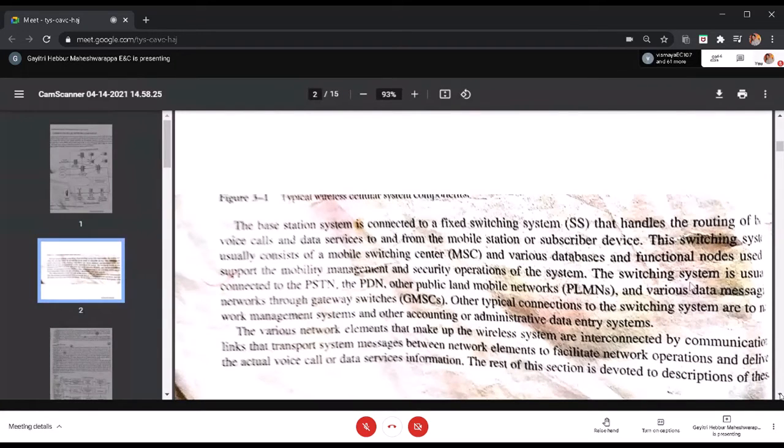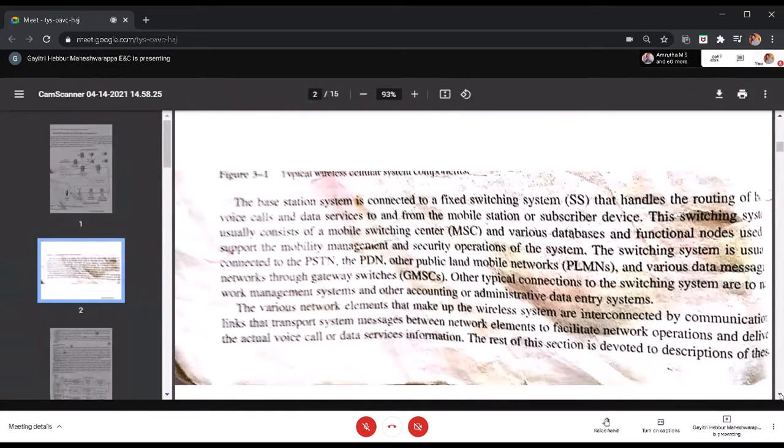So the switching system is usually connected to the PSTN, that is public switched telephone network, and PDN, other public land mobile networks, PLMNs, and various data messaging networks through gateway switches. Okay. Other typical connections to the switching system are network management system and other accounting or administrative data entry system. So these are the main blocks of the common cellular system components.